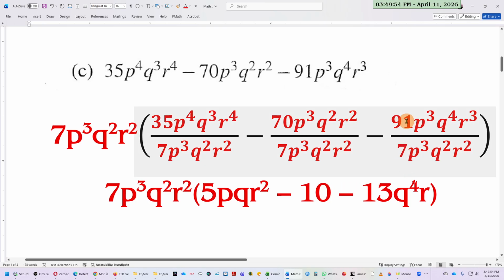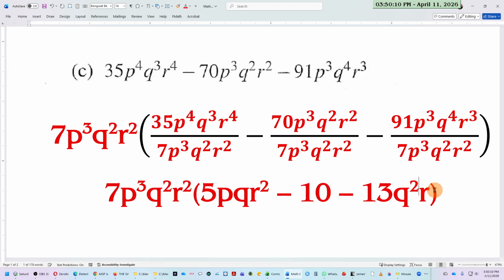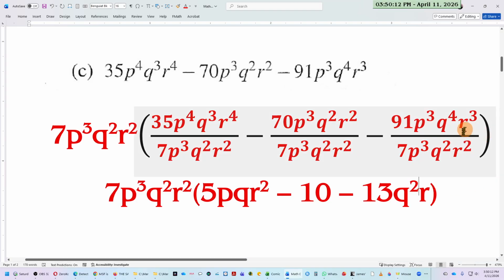7 goes into 91 13 times by my count. You have a calculator, you can verify if that's correct. P cubed will eliminate p cubed. We have 4 q's at the top and 2 on the bottom, so 2 would be eliminated. So this power shouldn't be a 4, that should be a 2. And then we have 3 r's at the top, and 2 of the r's would be eliminated, just leaving the 1 r. And that is that. There's nothing else that we can do with this except color it.